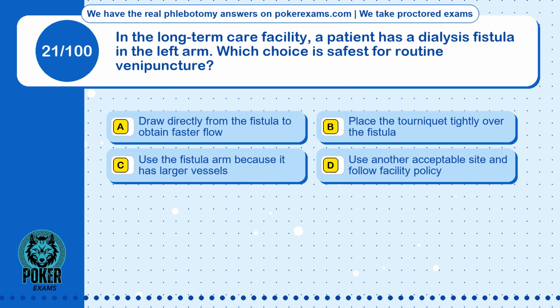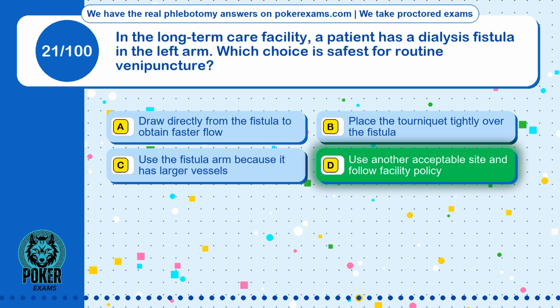Question 21. In the long-term care facility, a patient has a dialysis fistula in the left arm. Which choice is safest for routine venipuncture? Option A. Draw directly from the fistula to obtain faster flow. Option B. Place the tourniquet tightly over the fistula. Option C. Use the fistula arm because it has larger vessels. Option D. Use another acceptable site and follow facility policy.